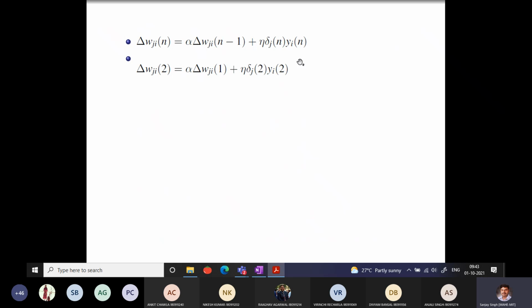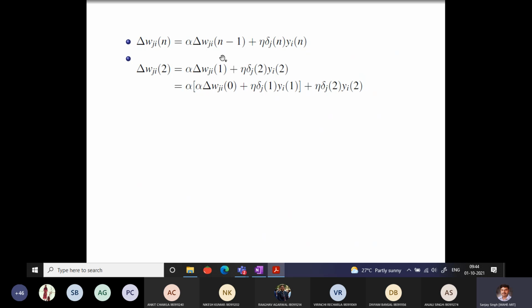When I take n equal to 2, this particular equation becomes something like this: delta wj1 and this delta j2 y2. Now imagine that only this part is this one, and further you can expand this in terms of this one. When I do this, I'll be getting delta wj1. Alpha is this one, so I'll take this entire bracket and replace this entire part, changing the value of n accordingly.